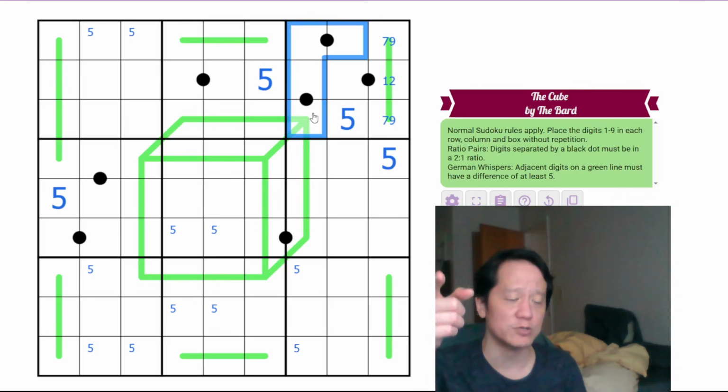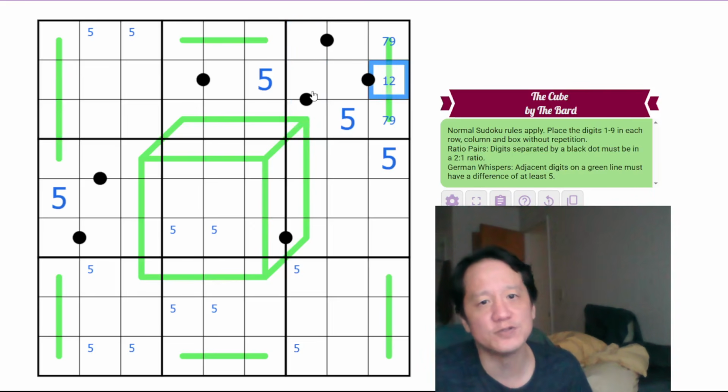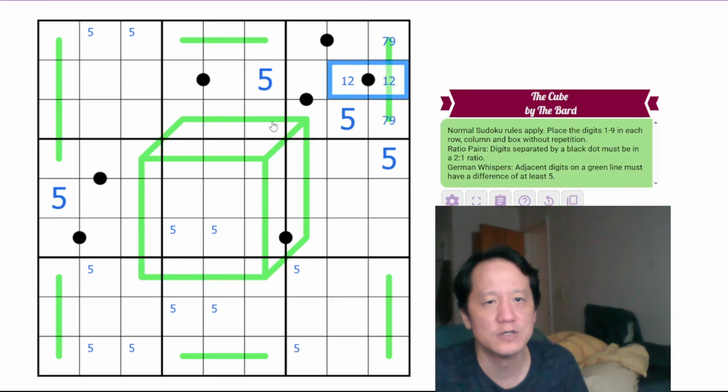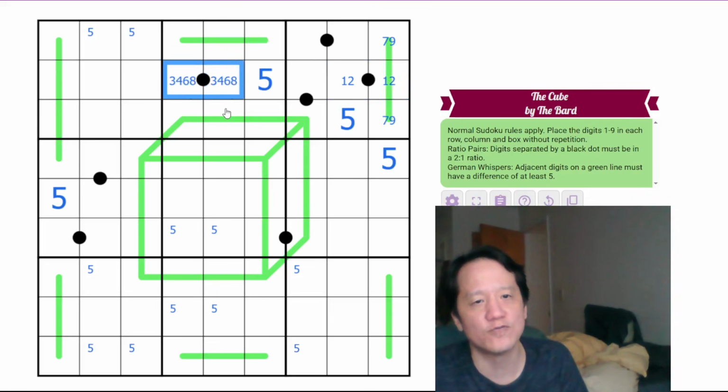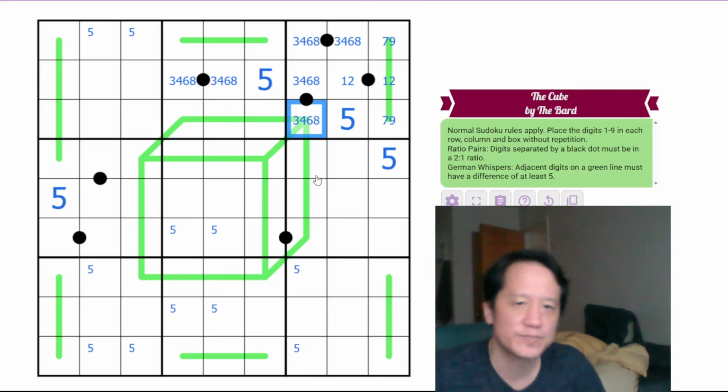8 must be in a 1 to 2 ratio with 4, 1 must be in a 1 to 2 ratio with 2. So either way, if this is 1 or 2, this must be 1 or 2 to be in a 1 to 2 ratio with it. Therefore, this is 3, 6, or 4, 8. These are 3, 4, or 6, 8 also.